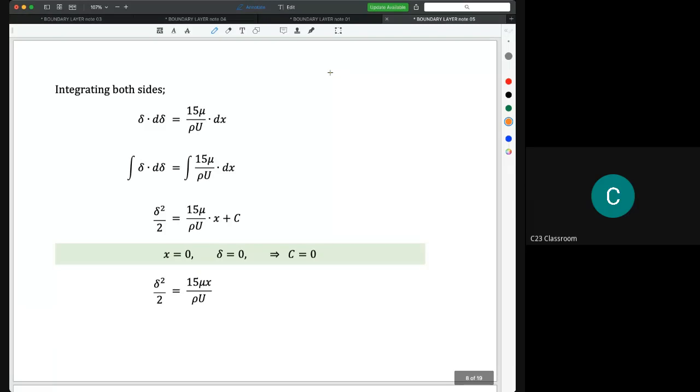So and then how do we get terms without d delta? We need to integrate both sides. With the integration of delta d delta, we will get delta square over 2. And then the integration of 15 mu over rho u dx, because we don't have any x, the x will appear here. So we have 15 mu x over rho u plus c, where c is the constant.